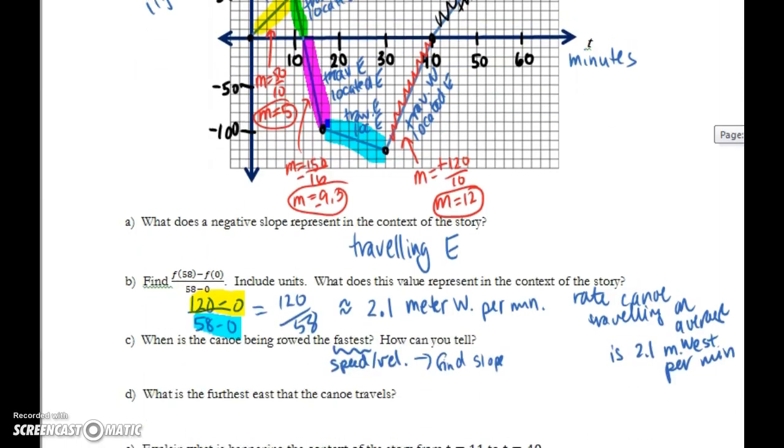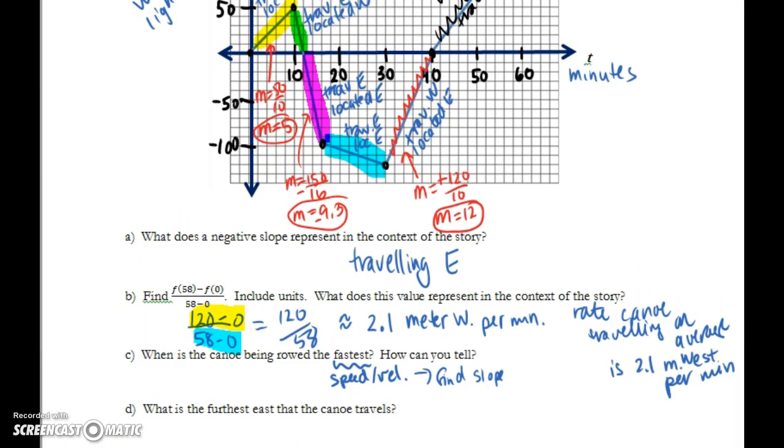So which one is the most steep? It's the one that has a slope of 12. And so the canoe is being rowed fastest in this red interval, so from 30 to 40. And that's because it has the steepest slope.